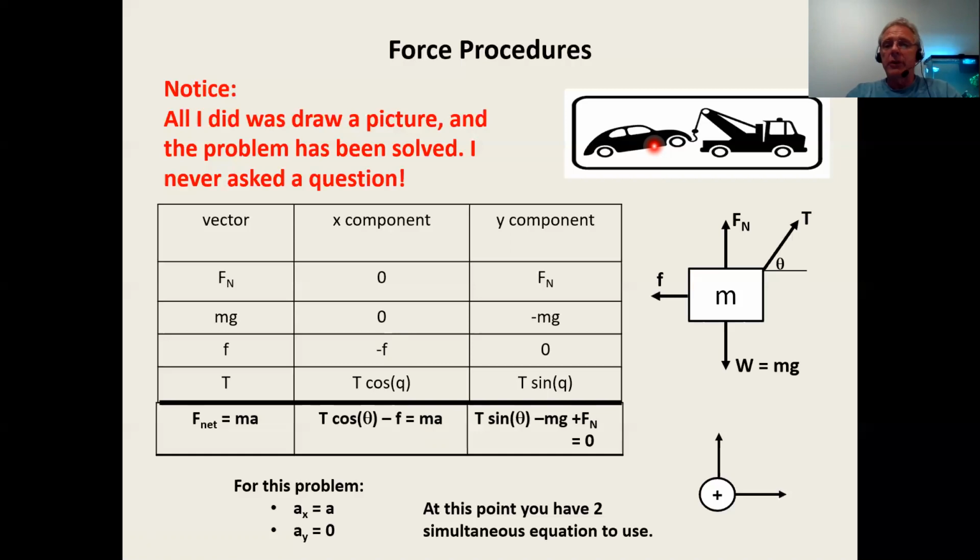I didn't ask a problem here. I didn't ask any question. I simply drew a picture. No matter what question I could possibly come up with, the answer is someplace on this page. Typically, you're going to be asked to find the acceleration, or the tension, or the frictional force, or what have you. But no matter what the problem is that I would ask, and I might ask more than one, the answer to any question I could possibly ask is going to be someplace on this page.